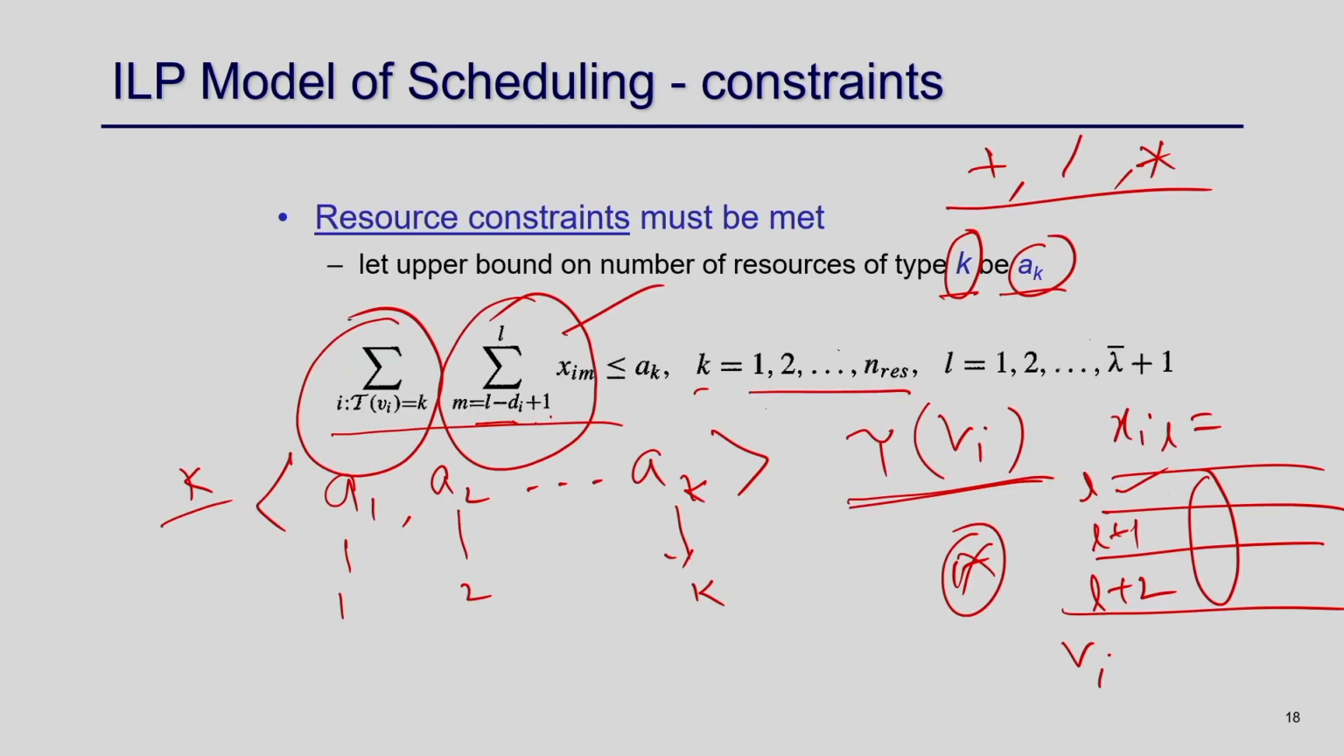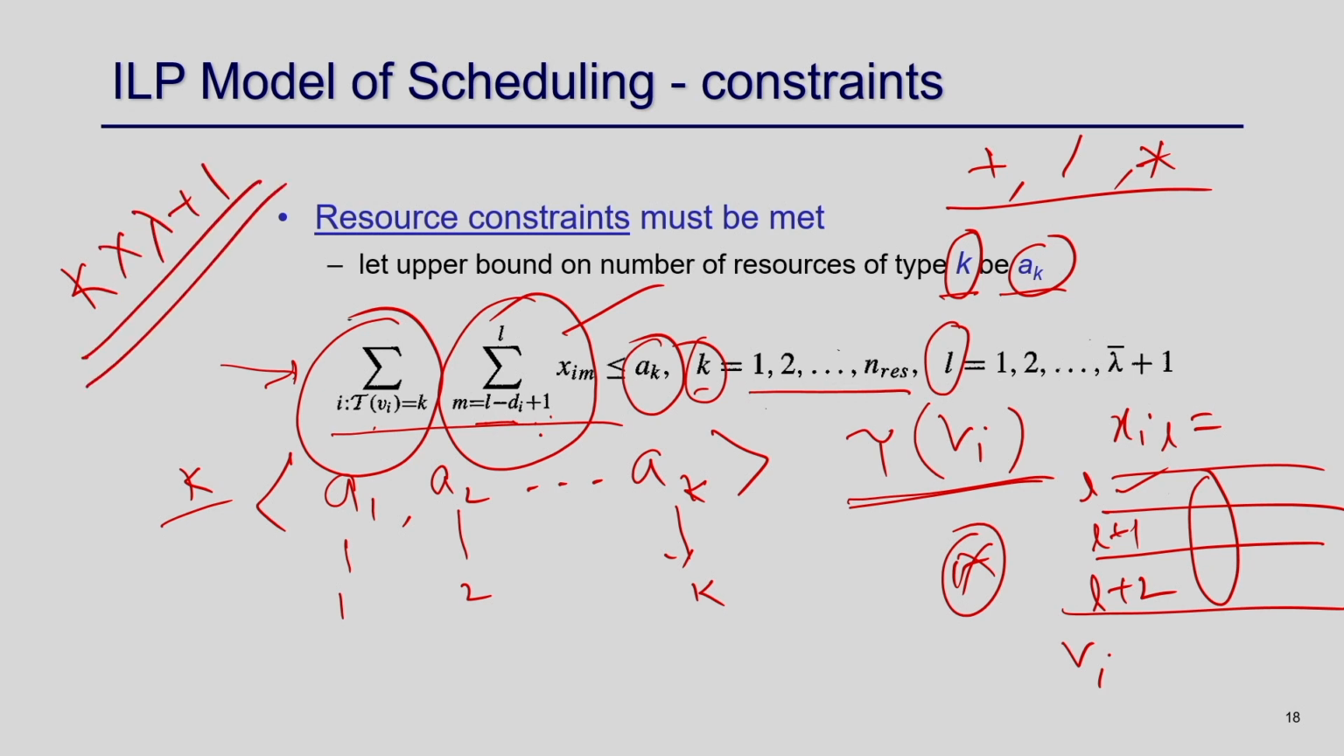So, that means for each operation of type k, I will identify how many of them are actually running in timestamp L, and the total number of such running operations must be less than or equal to the resource bound of type k, and this is for each type of resource and each timestamp. So, for each type of resource, for each timestamp I am going to get such a constraint. So, if there are k types of resource and there are lambda plus 1 timestamps, that many such constraints I am going to get. Okay. I hope you understand this.